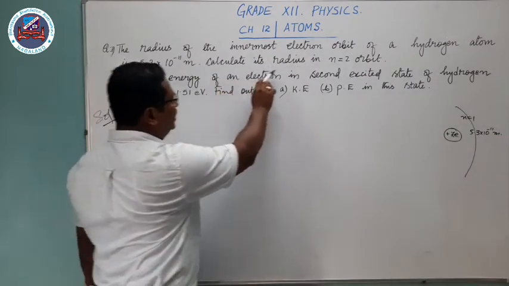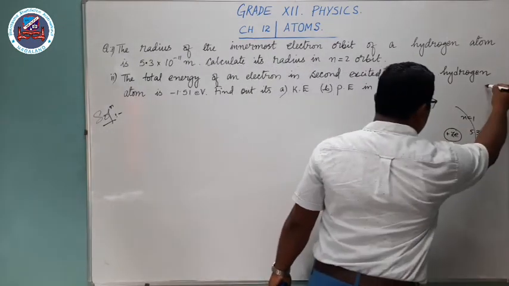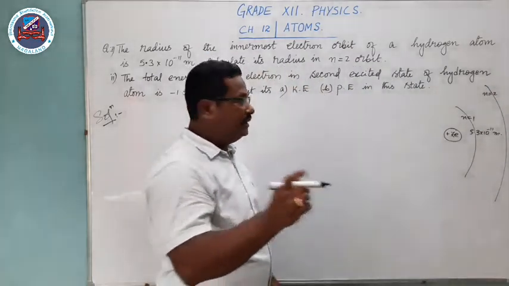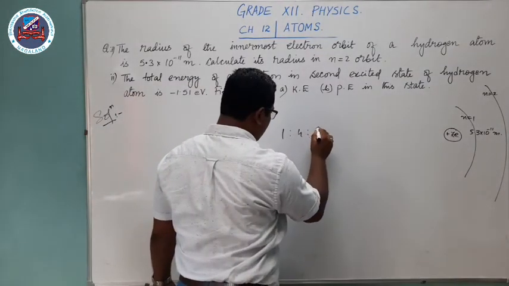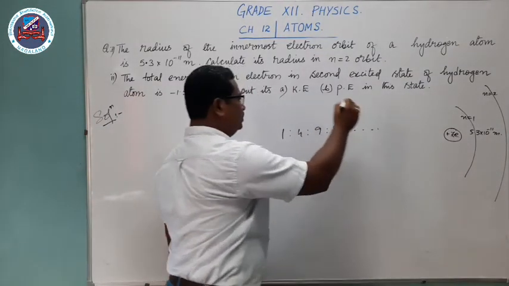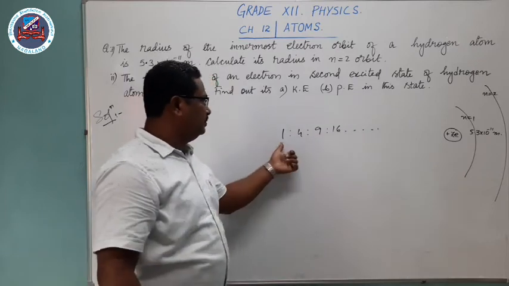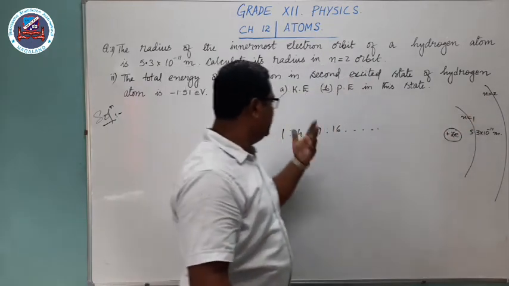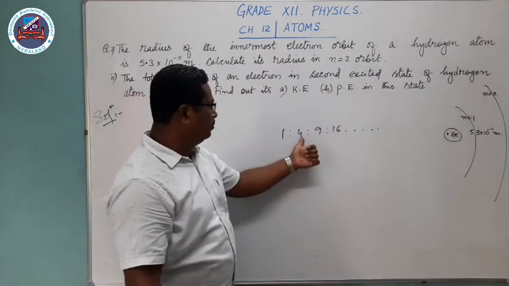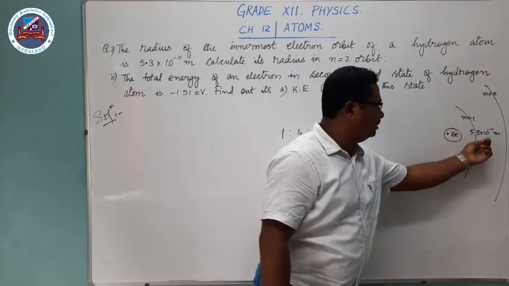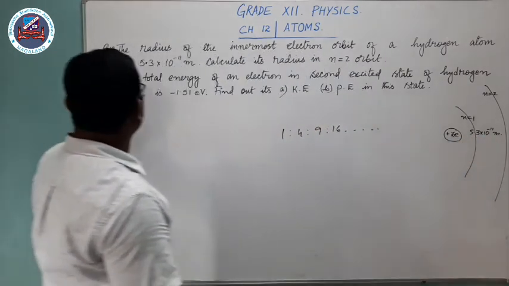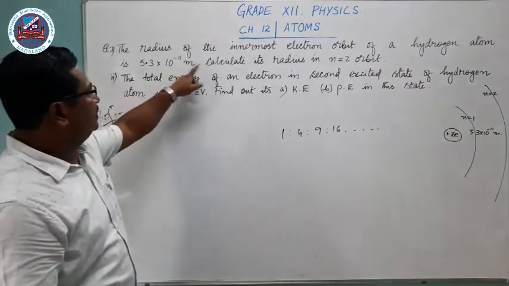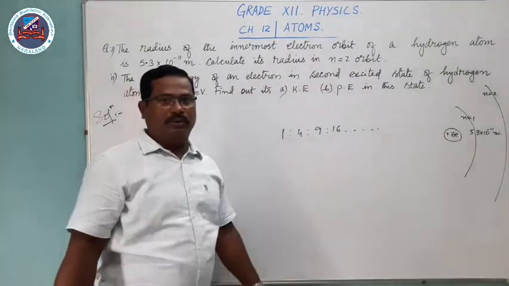Now you are asked to calculate its radius in n equal to 2. Suppose n equal to 2. Then, as we already discussed, the radii are in the ratio 1 : 4 : 9 : 16 and so on. That you have to know. At n equal to 1, this is the value given to you. At n equal to 2, it will be 4 times this radius. Then you will get the radius in the n equal to 2 orbit.